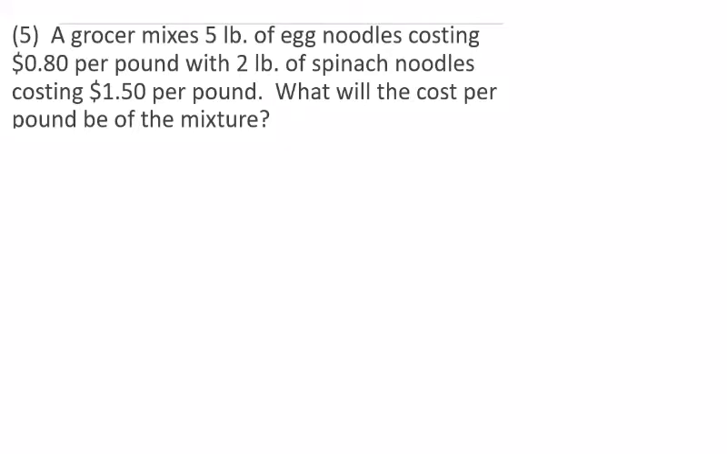Example number 5, mixture problems. A grocer mixes 5 pounds of egg noodles costing 80 cents per pound with 2 pounds of spinach noodles costing $1.50 per pound. What will the cost per pound be of the mixture? All right, so go ahead and try to make your table. I'm going to pause it and then start my table.